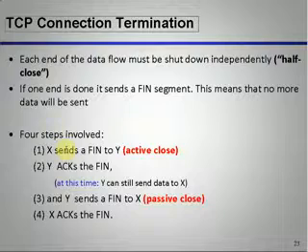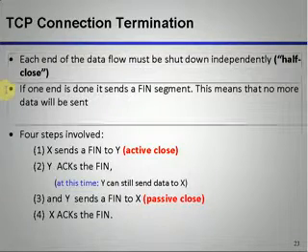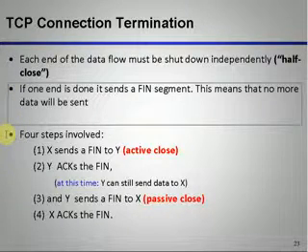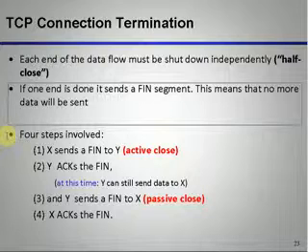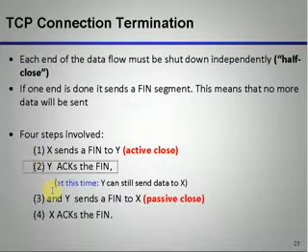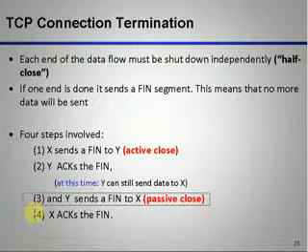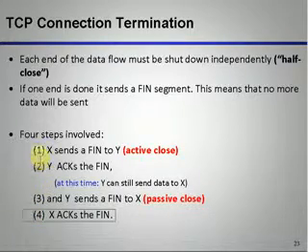TCP connection termination. Each end of the data flow must be shut down independently, half close. If one end is done, it sends a FIN segment. This means that no more data will be sent. Four steps are involved. 1. X sends a FIN to Y, active close. 2. Y ACKs the FIN. At this time, Y can still send data to X. 3. Y sends a FIN to X, passive close. 4. X ACKs.